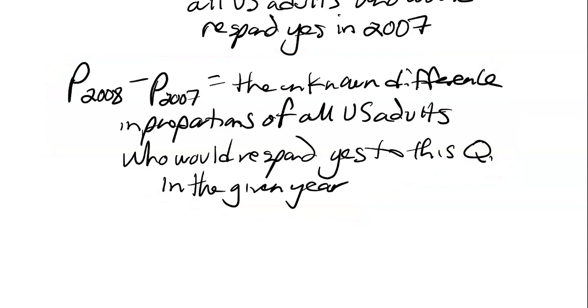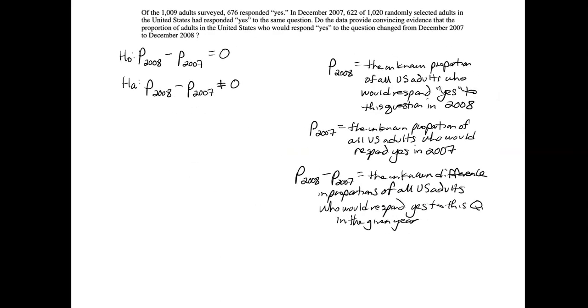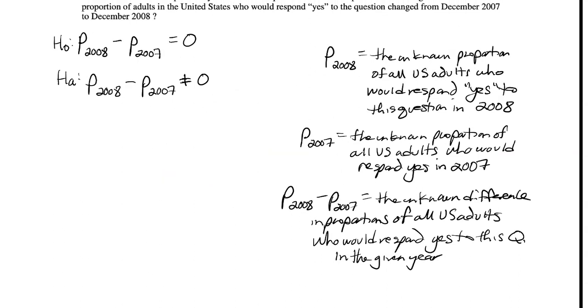A couple things to point out. I really like the term unknown difference in proportions, or the population difference in proportions. You definitely don't want to say the sample difference, or the difference in sample proportions. That would be a big issue. You'd lose points. I also mentioned all US adults, since we're referring to a population parameter. And lastly, when you're defining your parameter, you really need to use present or future tense. So I've used "would respond," not "the proportion who responded," past tense, since it's unknown. So that's our first step, writing the hypotheses.